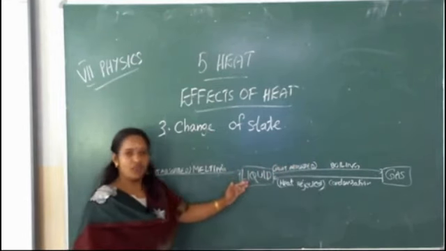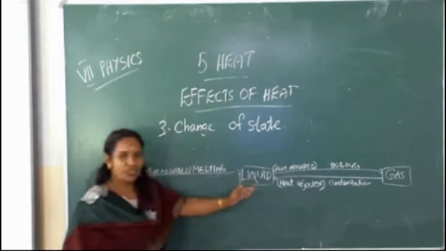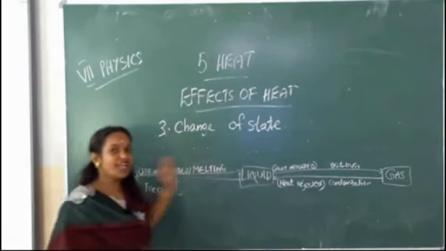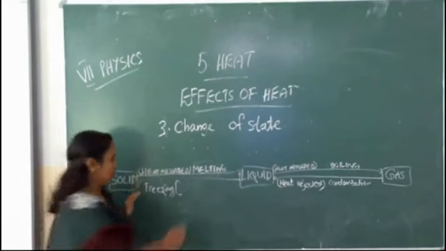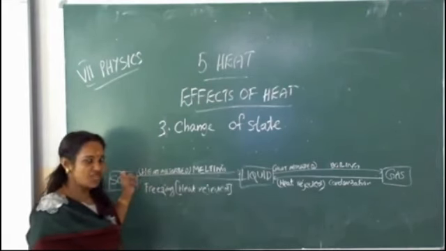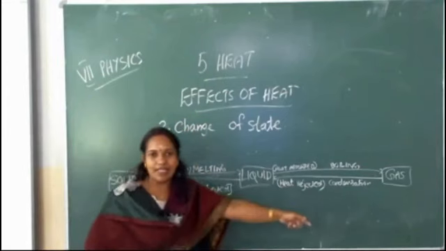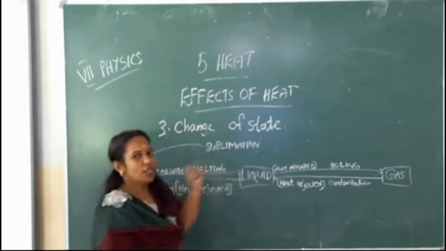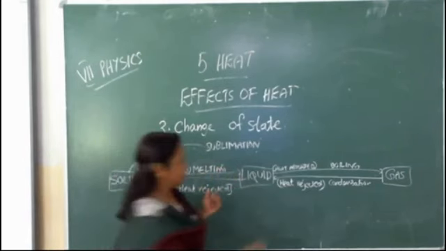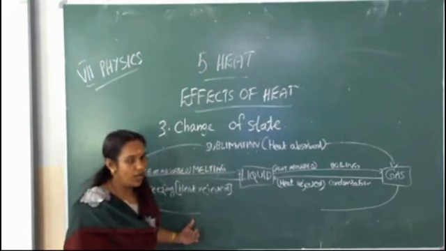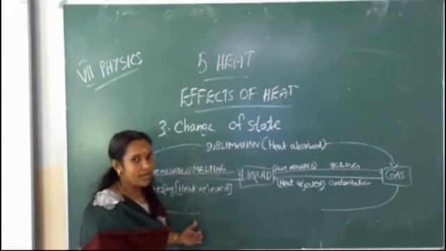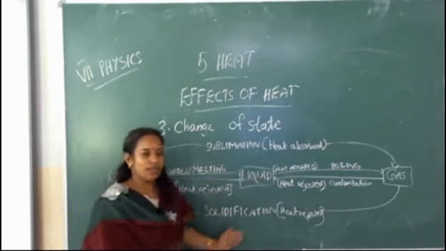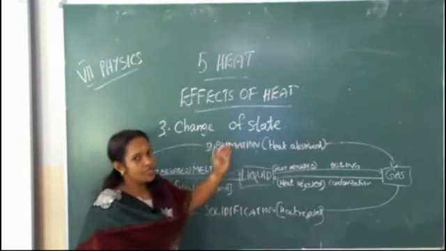What is the name of the process of change from liquid to solid? Freezing. Again, by the rejection of heat, liquid will change into solid. What is the name of the process of change from solid to gas? Sublimation. Again, by the absorption of heat only, solid can convert into gas. Gas to solid we are calling solidification, by rejection of heat. This diagram you already studied in grade 6, but this grade also you have to study that.